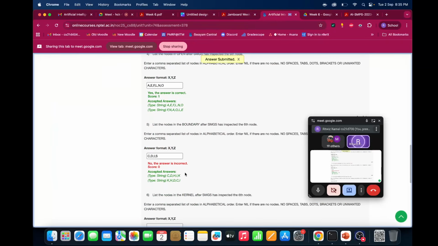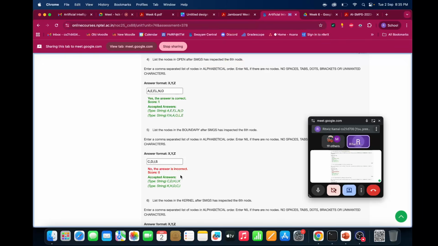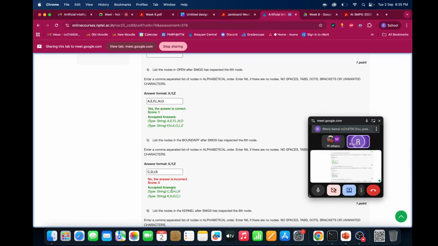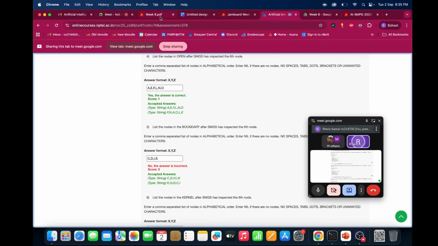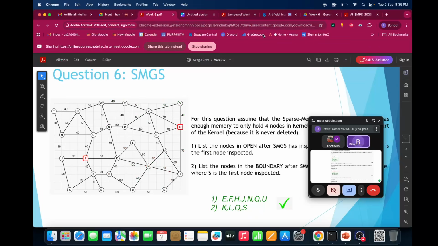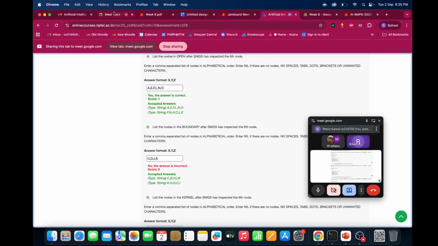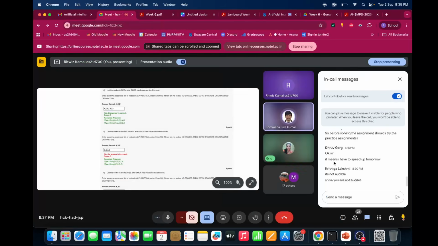So they are marking it as wrong. They are calling H and K also. Can you raise this in the discussion forum? Based on my understanding, H and K should not be part of the boundary. It should be in the kernel. But let's get that verified from Bhaskaran sir. And they go to see S is not there. S is not here. That is also something that I don't understand. Can you ask that as well?